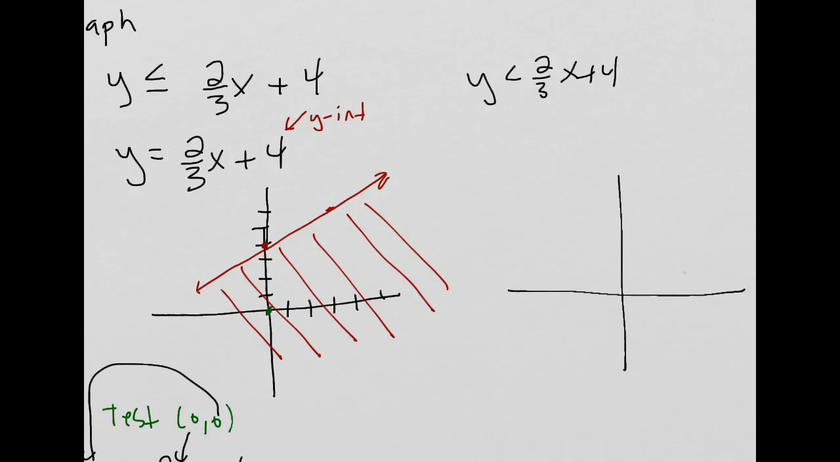So I would still plot out my line, which would look something like it does back here. The only difference is I don't want to include the line itself as a solution. So how do I not include the line itself? Well, instead of drawing a solid line, I would draw a dotted line, and then I would shade the points below. A dotted line indicates to your reader that you don't want to include the line itself.